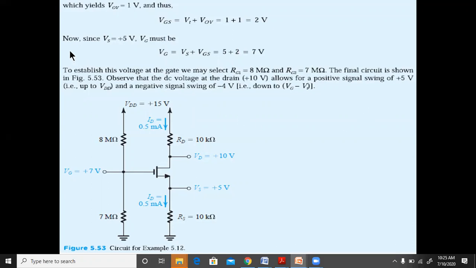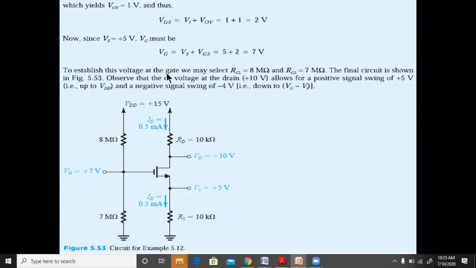Now since VS is equal to plus 5 volts, VG must be 5 volts plus the 2 volts we have got for VGS, and therefore if this is 5 volts and this is 2 volts, that will give us 7 volts over here. So this is 10 volts, this is 0.5, this is 5 volts, because we have to measure between this and the ground, and because this is 5 volts and we have found that this is 2 volts, this will be 7 volts again.